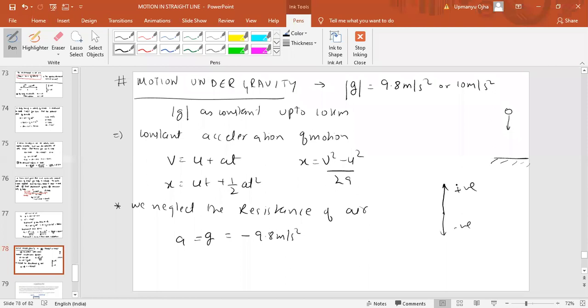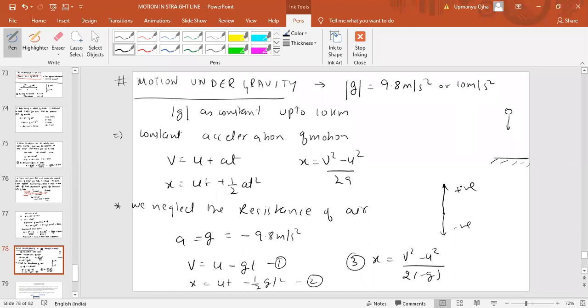Fine. So if I write the equations of motion under gravity, then the first equation is v equal to u minus gt. Second equation, x equal to ut minus half gt square. And third equation, x equal to v square minus u square by 2 into minus g. So whenever we are using these equations of motion, we have to put a as minus g only. Understood? You have to keep this in your mind, otherwise you will make a mistake.